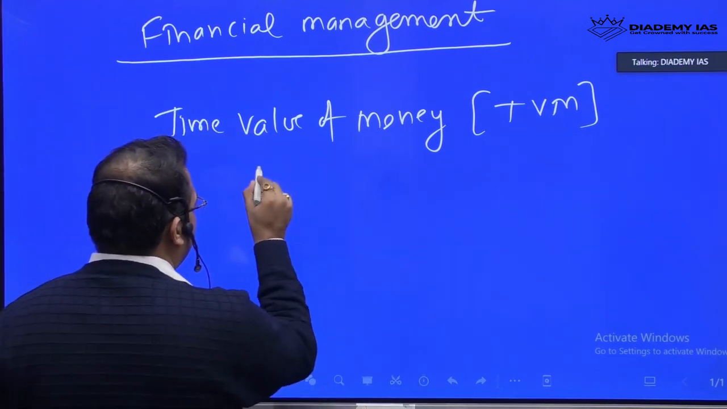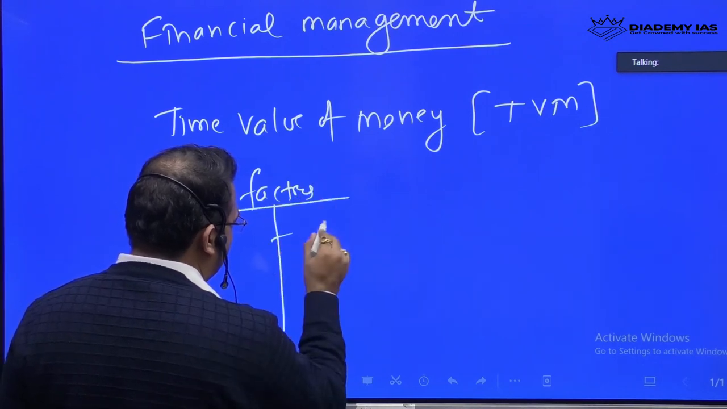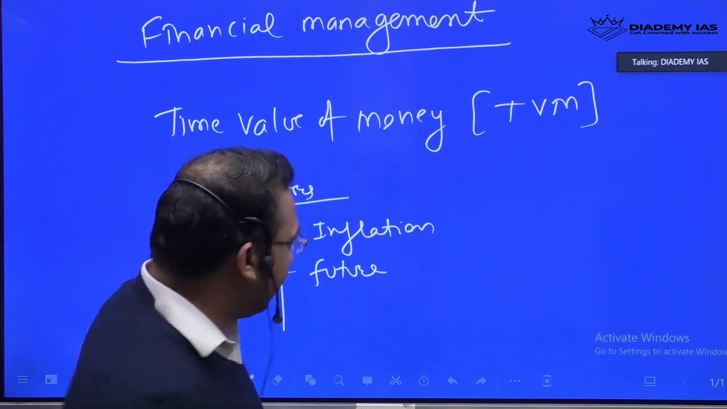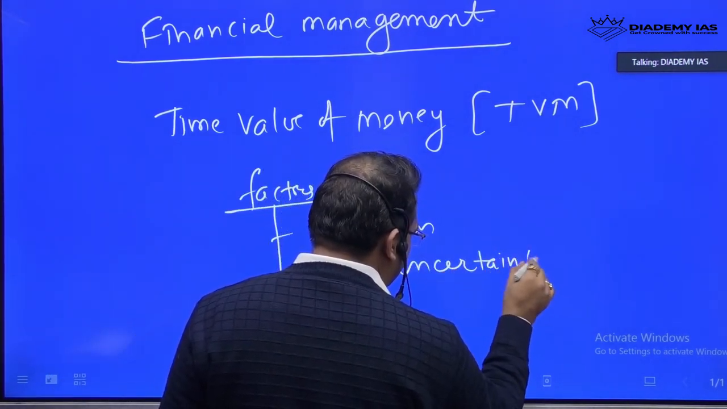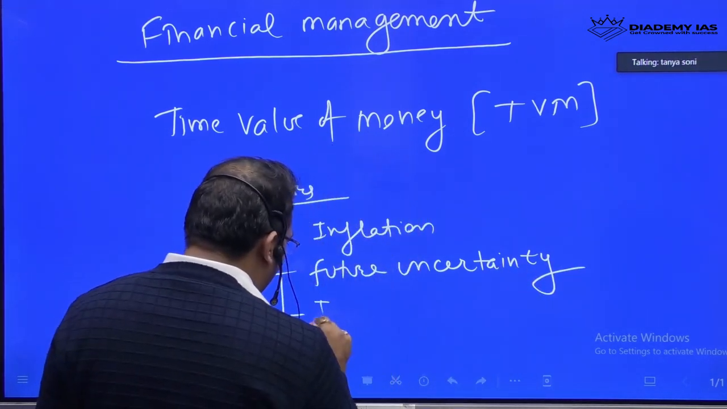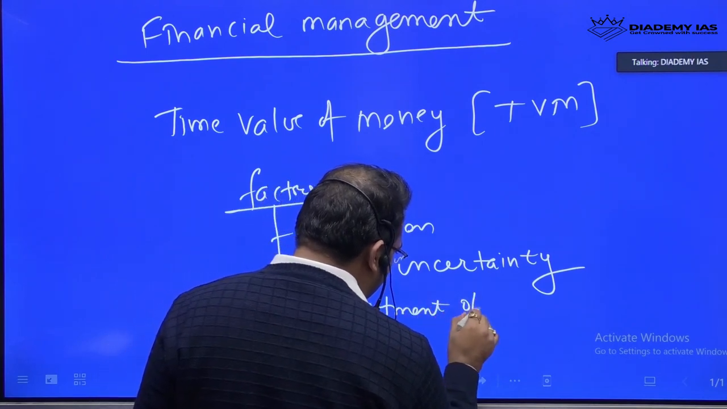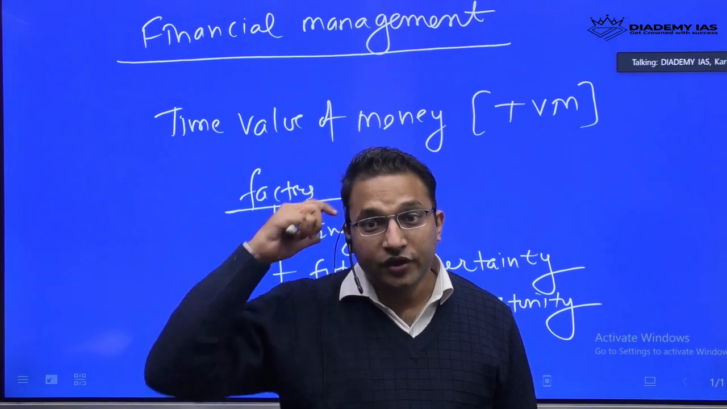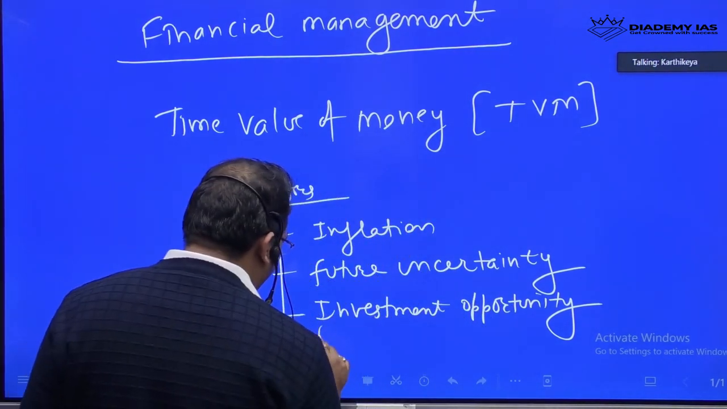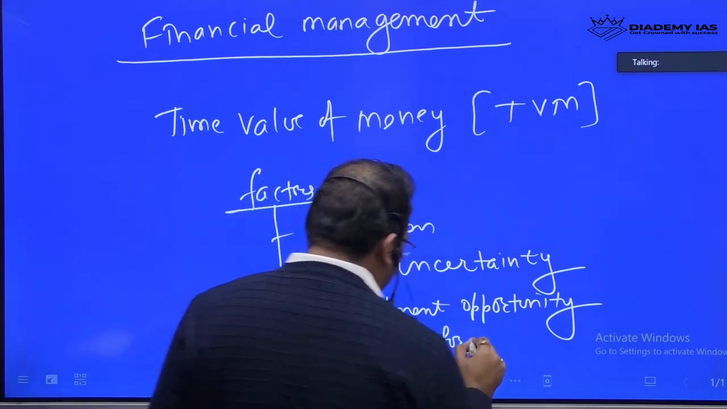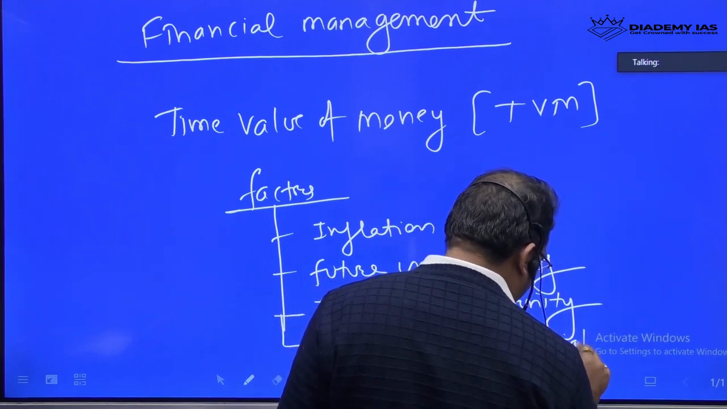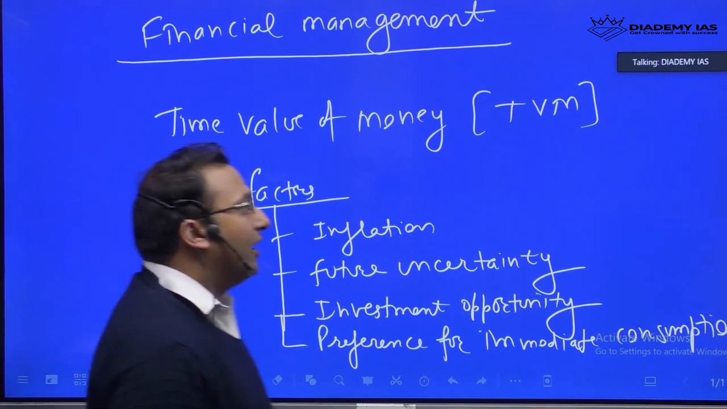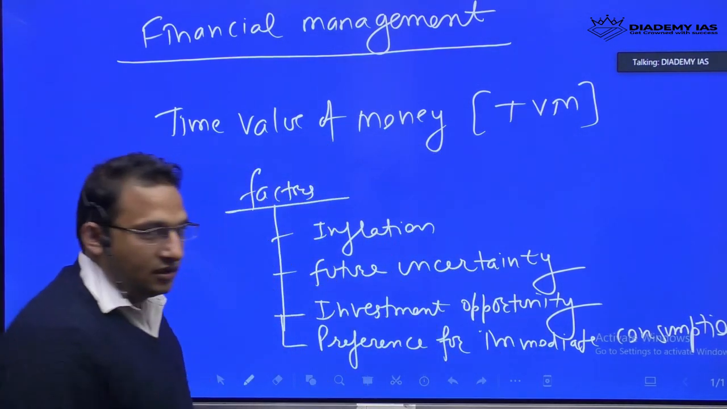Inflation, that is the first reason. Okay. Future uncertainty. Yeah, future uncertainty. What else? Investment. Yeah. We can invest the amount. So there is investment opportunity also. Okay. What else? Yeah. Preference for immediate consumption. So because of these 4 factors, the value of money received today is more than the value of the rupee received later, right?